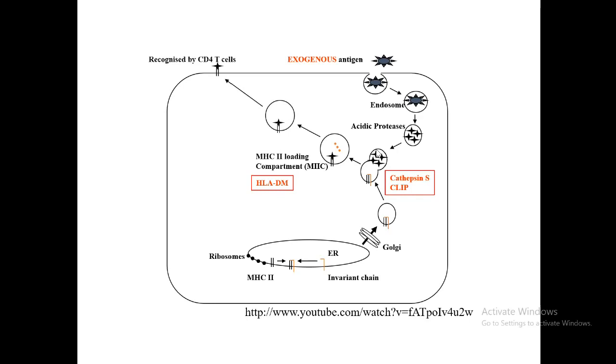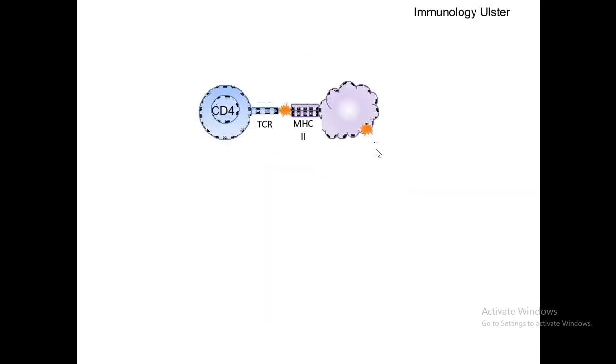Now, what happens when the antigen presenting cell presents the antigen? How does that then lead to activation of the T cell? Well, the first thing that happens is the MHC2 presents the antigen to the T cell receptor, and the T cell receptor is designed to bind to this specific antigen, and that provides signal 1.